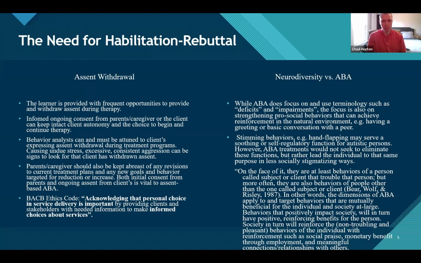And then, so we're really looking at encountering that natural reinforcement and, you know, the phrase socially significant comes to mind. So the main focus there, or at least should be, I believe, with ABA. So that kind of wraps up my argument or my case as far as the rebuttal for the need for habilitation.